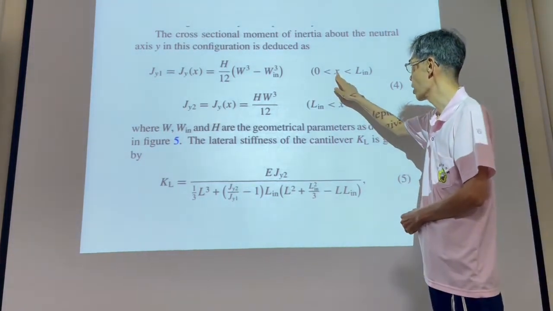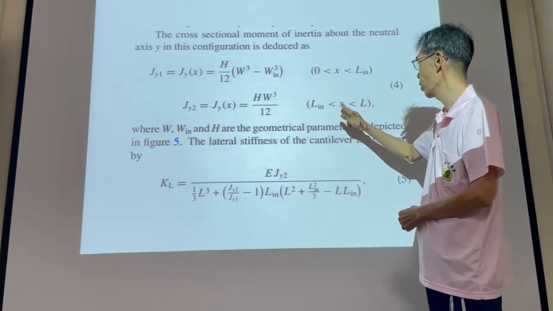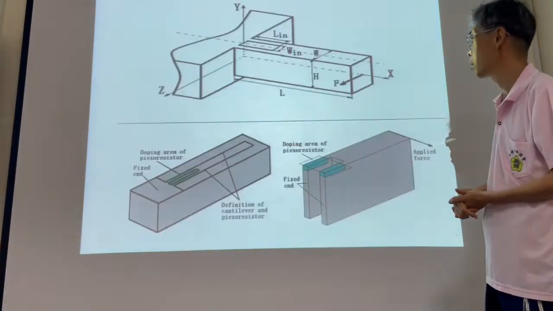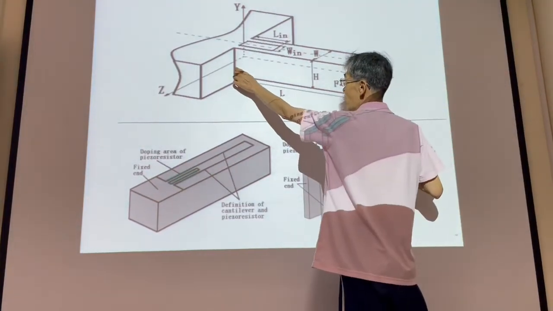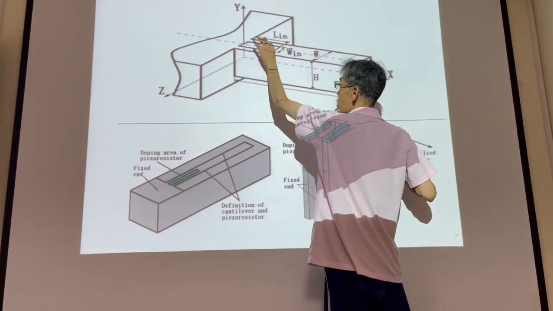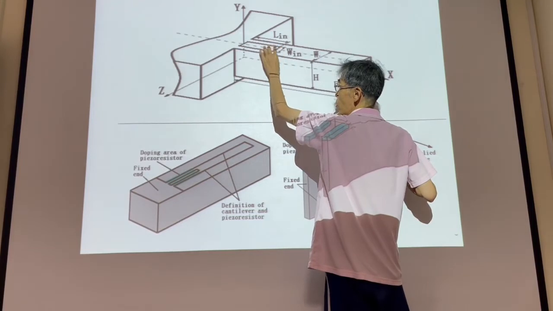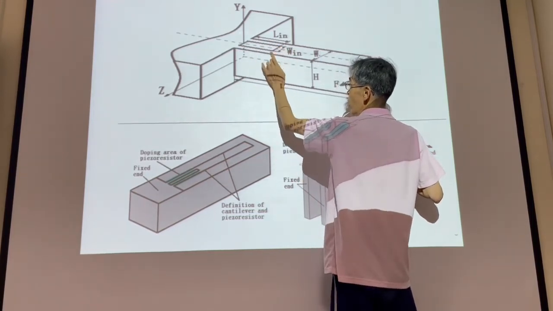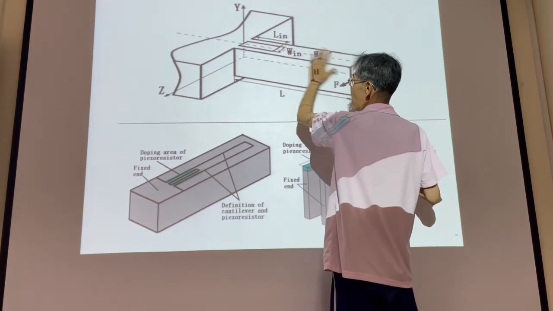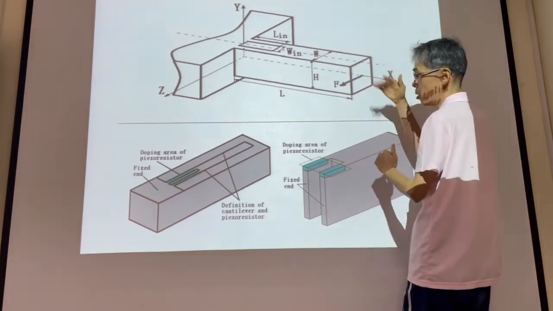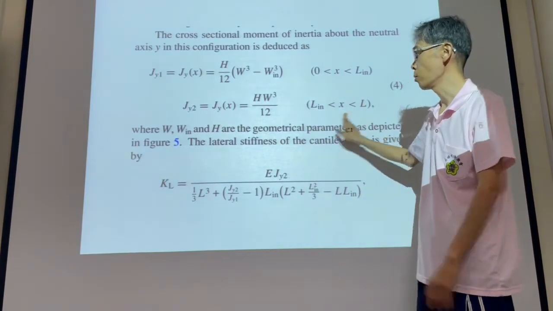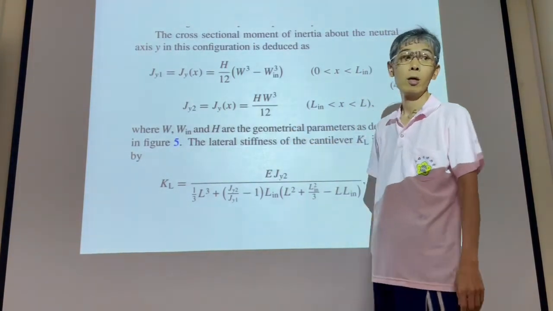For x from 0 to L E, and for x from L E to L, it is still solid. This is the x coordinate. For x from 0 to L E, this area is removed, so we use the first equation. But for x from L E to L, it is all solid, so we use the second equation. Next page. Yes. For x from L E to L, we use this equation. Do you understand?